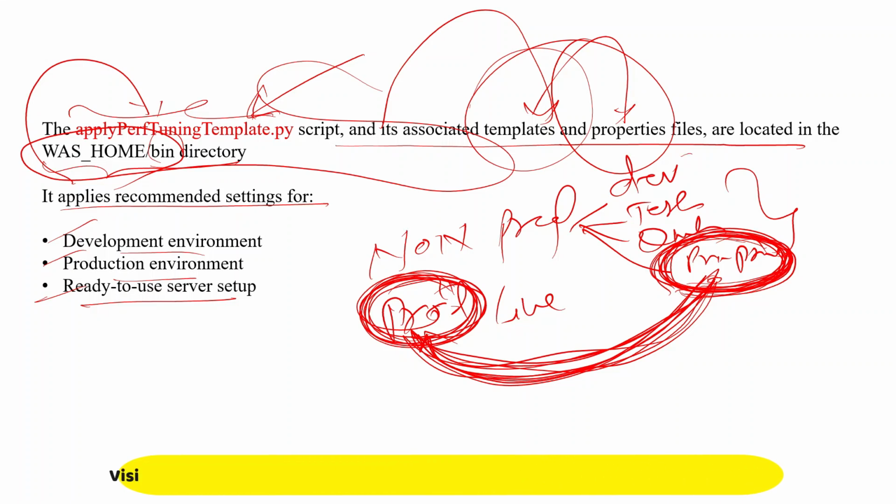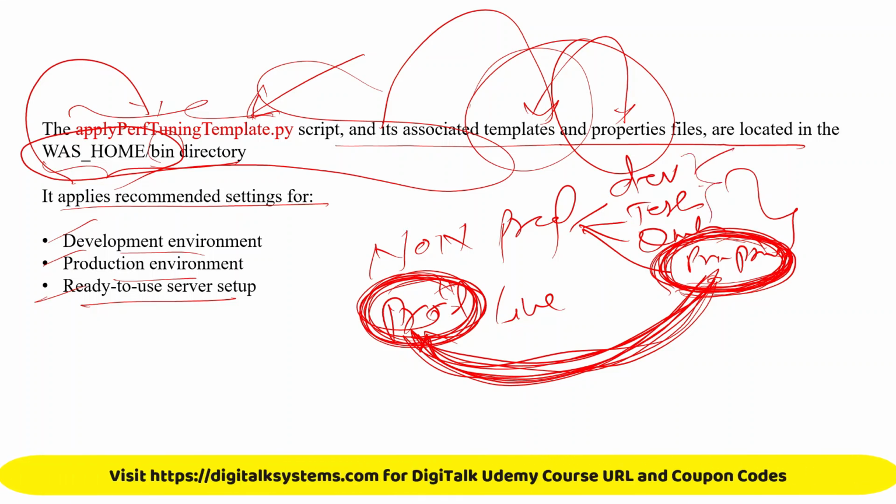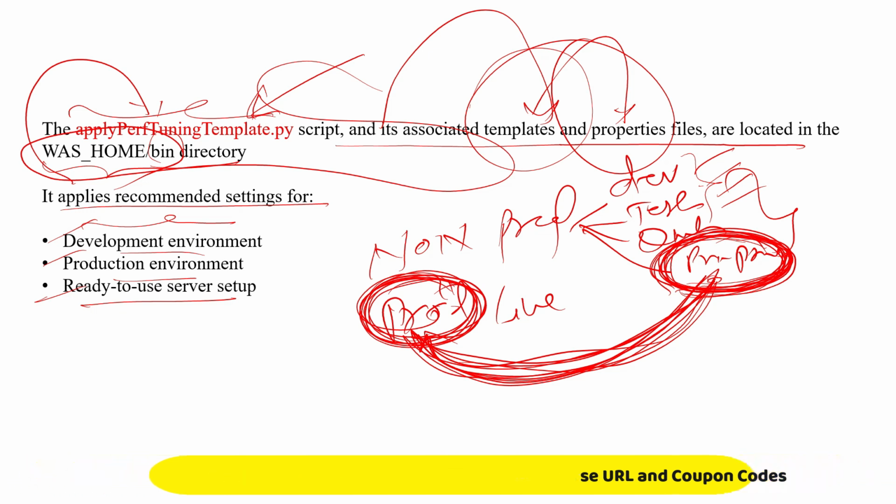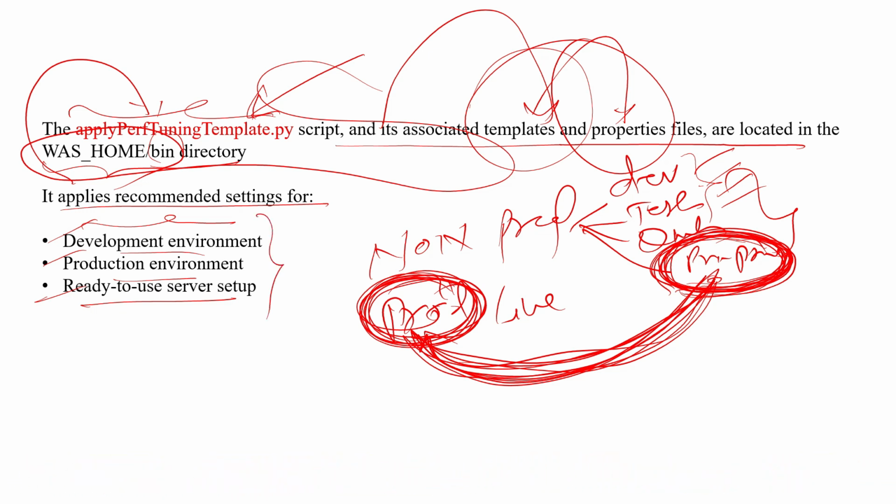But apart from that, your development, testing, quality, and maybe you have some more environments besides the pre-production environment. There you can apply different settings which are specifically available for the development environment. So we have three sets of values in the WebSphere. One is for the development environment, second is for the production environment, and third is the ready to use server setup. This ready to use server setup is just like the initial basic environment which is built when we install the WebSphere.